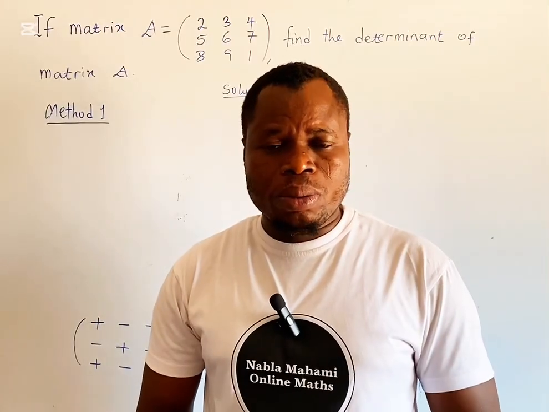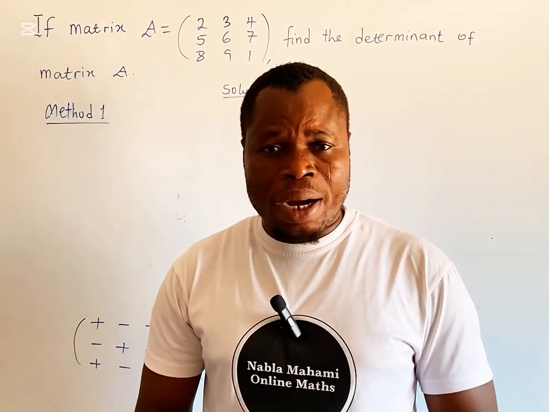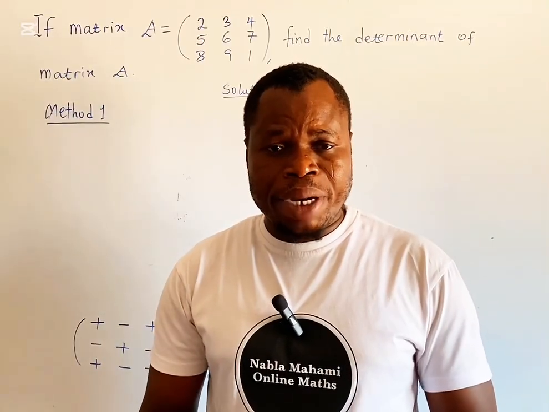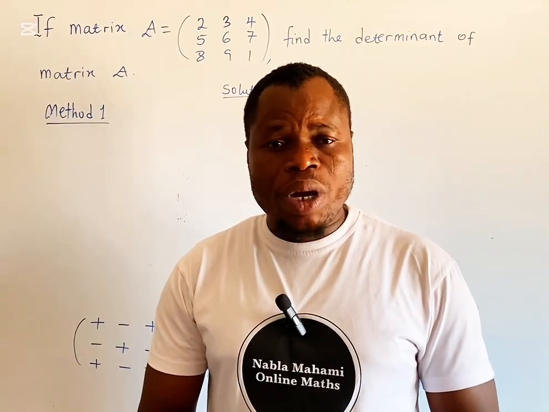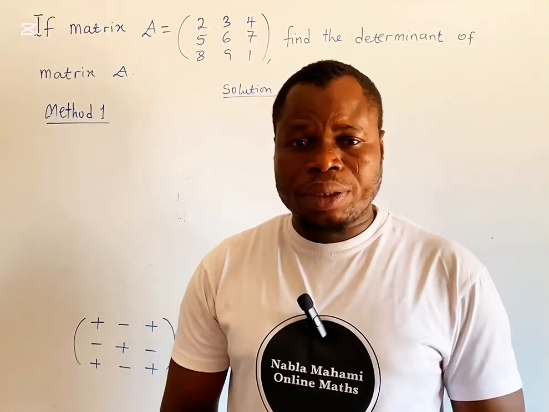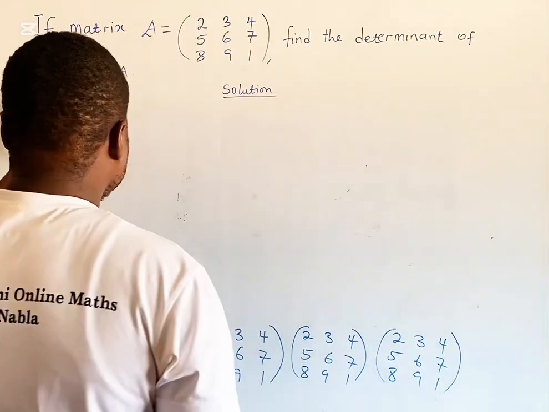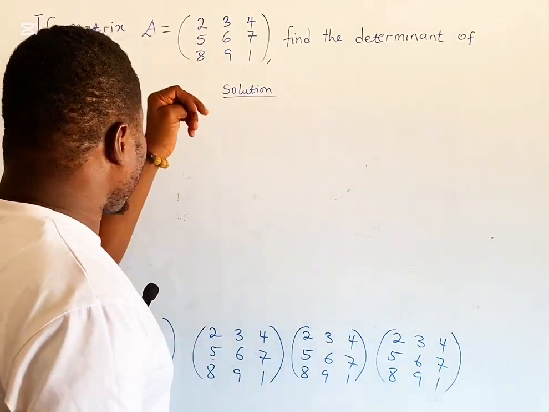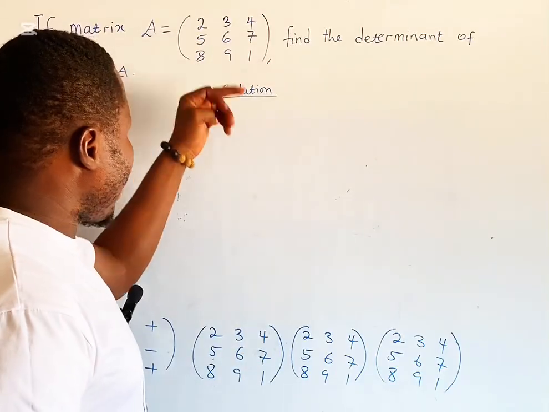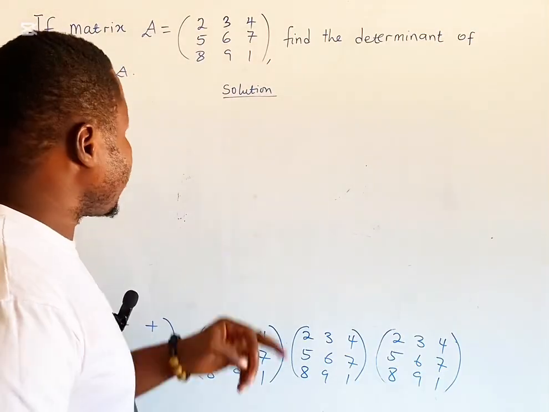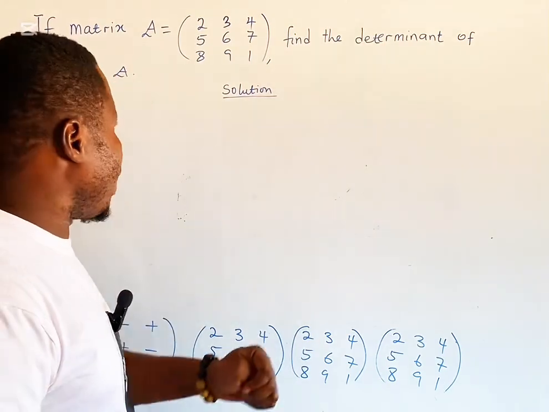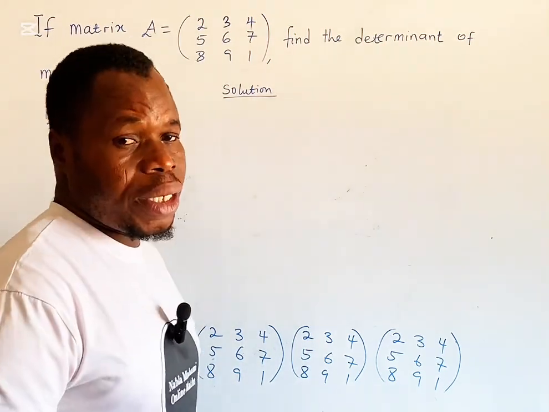In this video, I'm going to teach you how to find the determinant of a 3 by 3 matrix. I have one question on the board to illustrate this. The question is, if matrix A is equal to 2, 3, 4, 5, 6, 7, 8, 9, 1, find the determinant of matrix A.